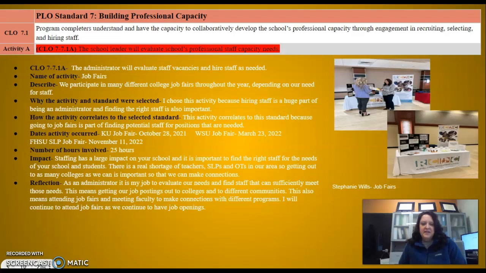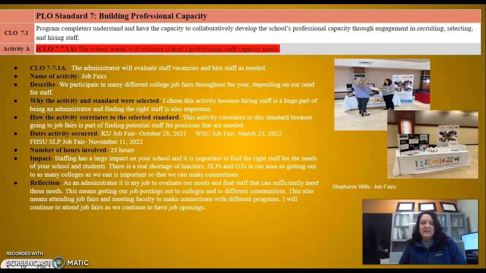The impact that it has on me is that staff has a large impact on your school, and it's important to find the right staff for the needs of your school and the students. There's a real shortage right now for teachers, SLPs, and OTs in our area, so getting out and getting to as many colleges as we can is really important, and making those connections is really important.